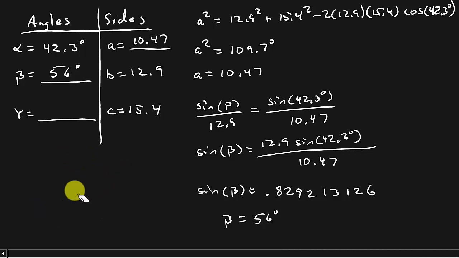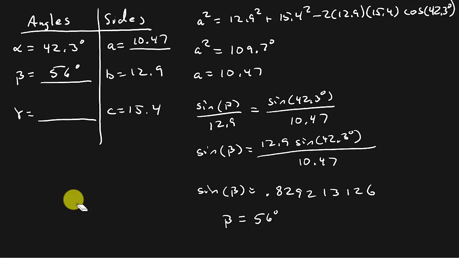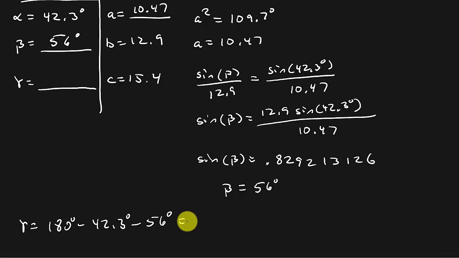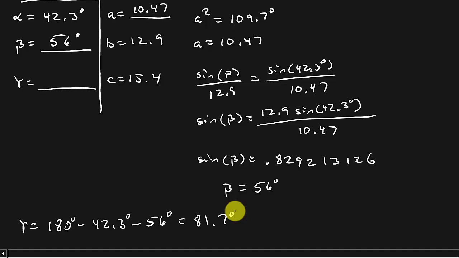Okay, so that's why we solve for the smaller one first, because we know it's in the first quadrant. Now I can solve for gamma. Gamma is 180 minus 42.3 minus 56. And that ends up giving me 81.7 degrees. Oh, well, look at that. Gamma was in the first quadrant.